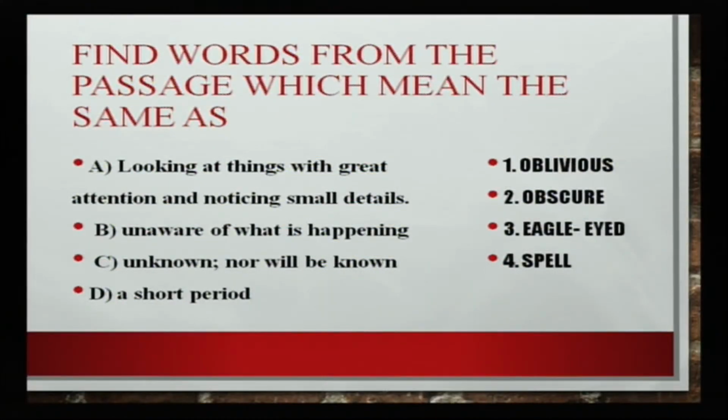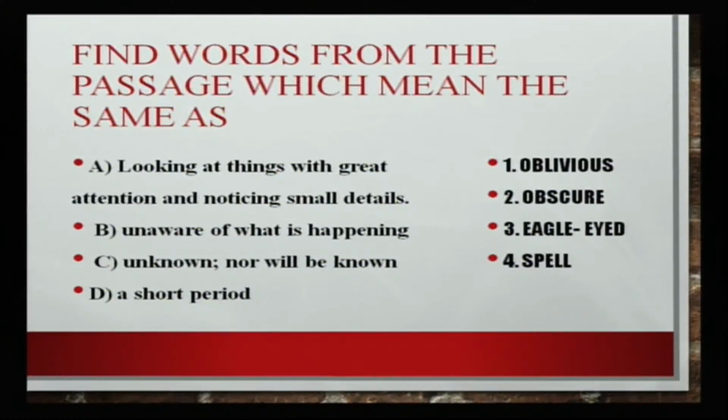So, students, you have these words. Look at the first one: looking at things with great attention and noticing small details. You have 4 options, but how are you going to find out which one is the correct answer? For that, what is it that you need to do? You need to think back on what you have read. Who was the person who was looking at things with great attention and noticing small details? Of course, your Nana Kaka.